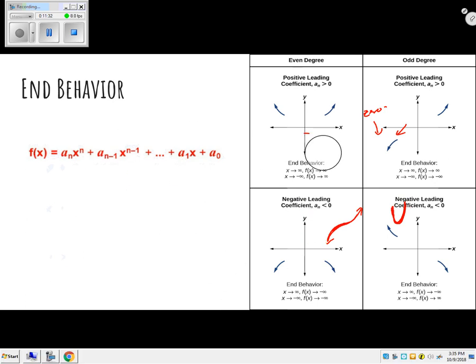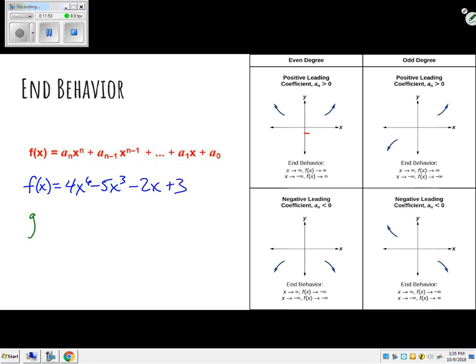All right, the last thing we need to do is end behavior. So I'm going to make up a couple problems right here. F of x equals 4x to the 6 minus 5x to the third minus 2x plus 3. Switch colors and do a g of x equals -3x cubed minus 2x squared minus 1. I've got some missing terms in there. I know that's not going to matter on this.